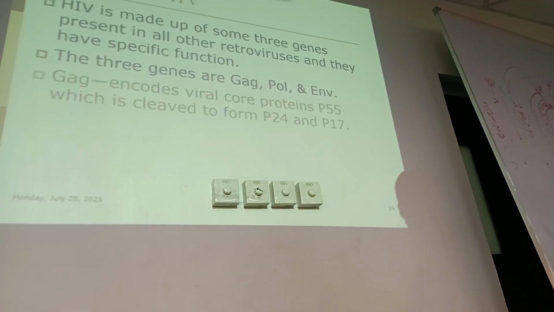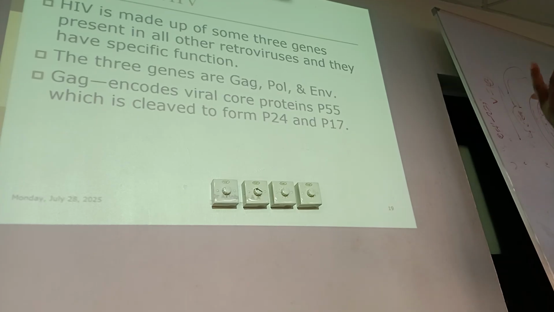So the HIV virus has three genes: the GAG, the pol, and the envelope. The GAG encodes the viral protein P53-55, which is cleaved into P24 and P17.